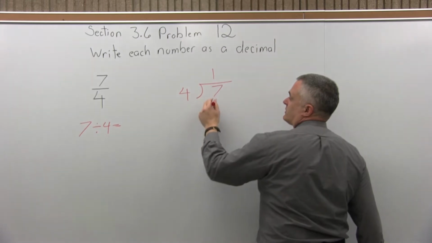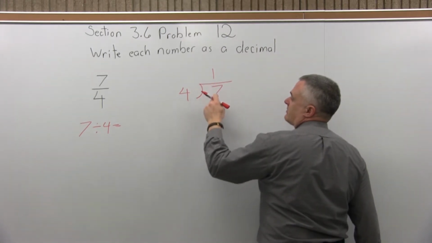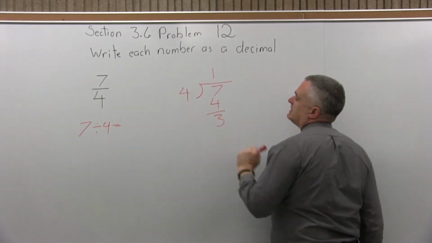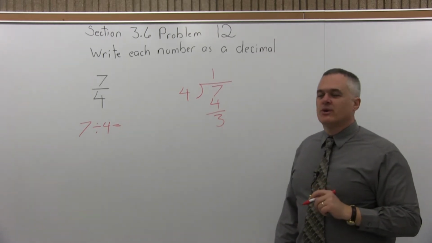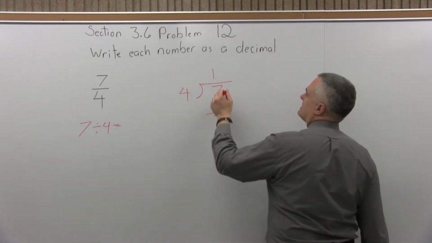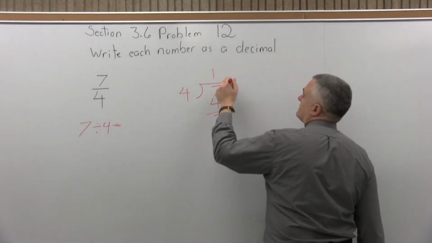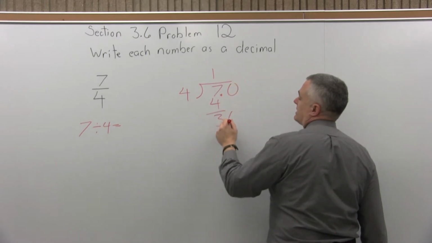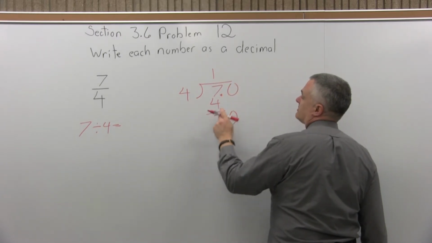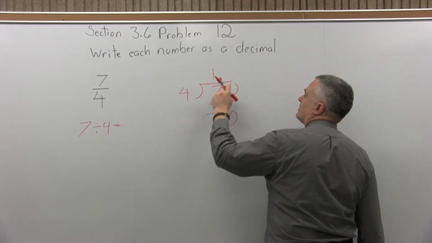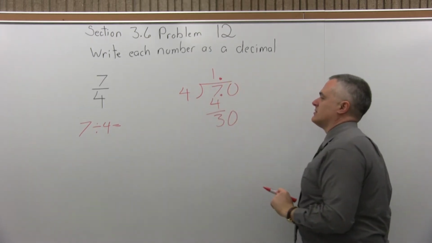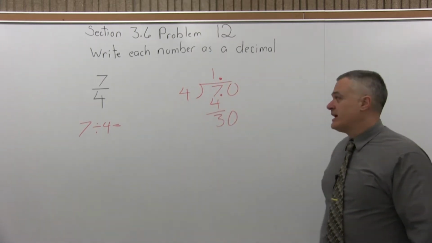1 times 4 is 4. 7 minus 4 is 3. So it did not go in evenly. So that's all right. Write the 7 as a 7.0 and bring that 0 straight down next to the 3. It becomes a 30. And the decimal that we wrote has to go straight up into the answer on the top. So 4 will divide into 30.